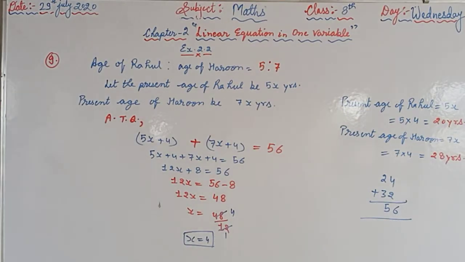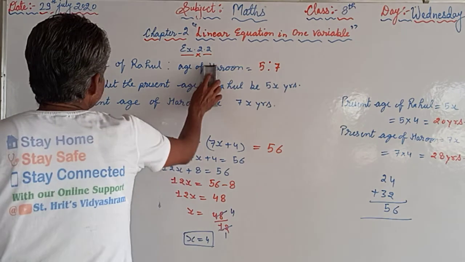The next question: the number of boys and girls in a class are in ratio 7:5. If the number of boys is 8 more than the number of girls, find the total class strength. So, next question.